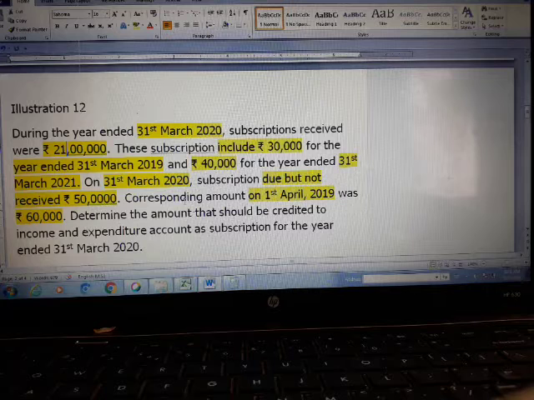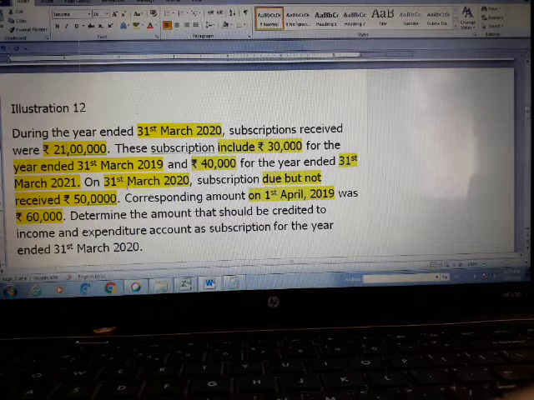Well, let's see whether any current year outstanding is given. If you look at this line, subscriptions due but not received rupees 50,000 on 31st of March 2020 is given. You have to be very careful with this sentence. It was not framed like on 31st of March subscriptions outstanding. It was not framed in such a way, during the year ended 31st of March 2020 subscriptions due but not received. I'll repeat it, you have to be very careful.